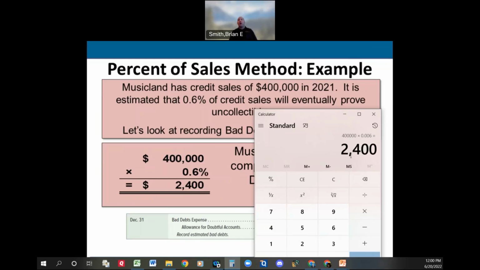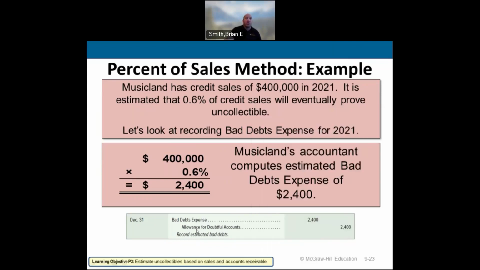So we're going to write off as an expense what we think is going to go to bad debts: $2,400. So we're going to debit our bad debt expense $2,400, and credit the allowance for doubtful accounts for $2,400 as well.